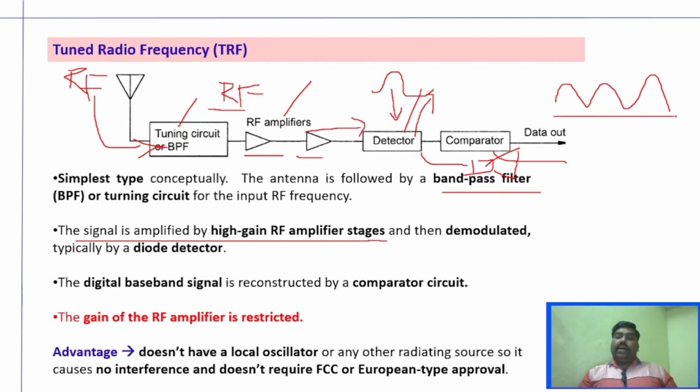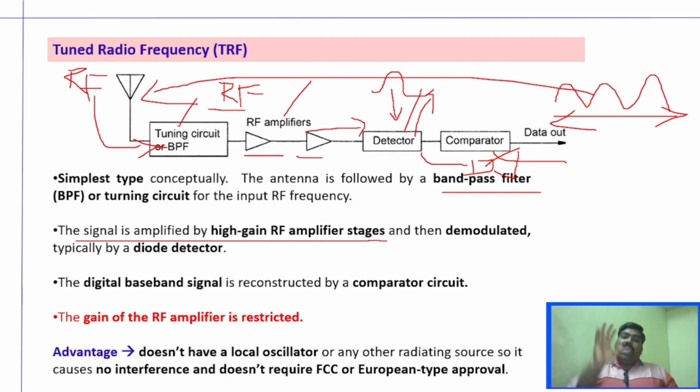If it creates oscillation, it will create interference with the received signal. That is why the gain here is very limited, because too much gain will result in positive feedback, which will create random oscillation, which will create noise or interference with the received signal.